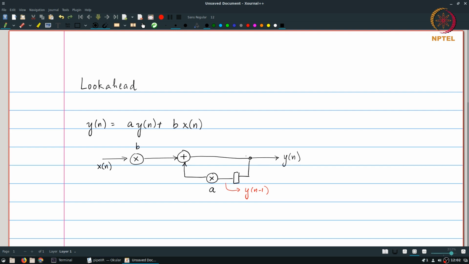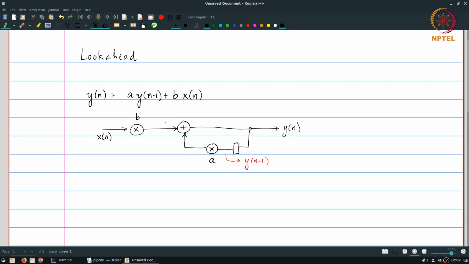Beg your pardon, the equation should be y of n equals a times y of n minus 1 plus b x of n. So this is a fairly straightforward implementation. What we can see here is a number of things. One is, what is the critical path of this system? Either this path or this. Both of them essentially add up to a total delay of Cp equal to Tm plus Ta. This determines the clock period that can be used successfully on the system.